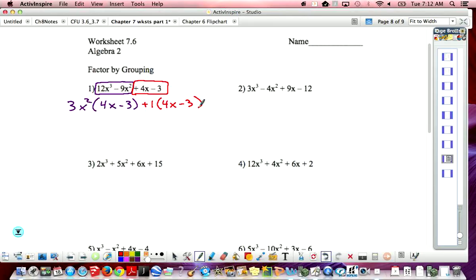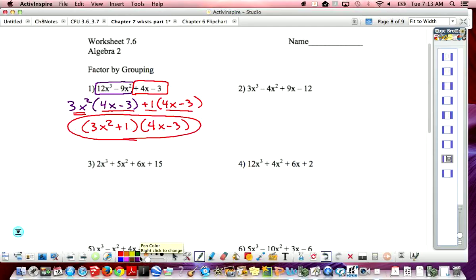Now when I do this process, the most important thing to note is whatever you have in parentheses has to be the same for both. So sometimes you might have to change the sign. Notice how they are the same. So what I have is 3x squared plus 1 sets of 4x minus 3's.